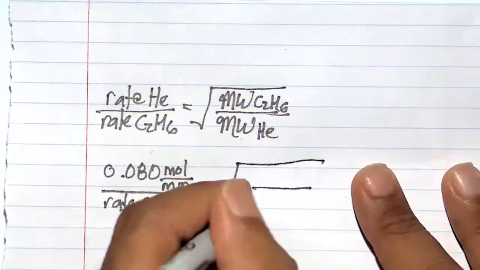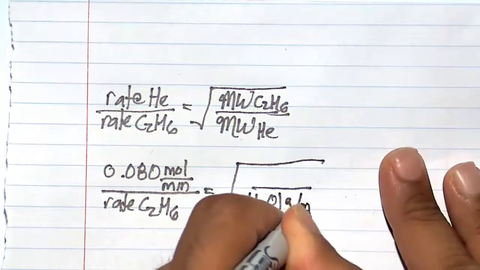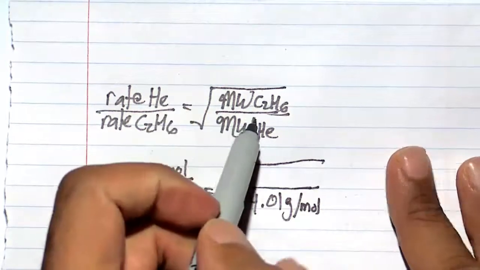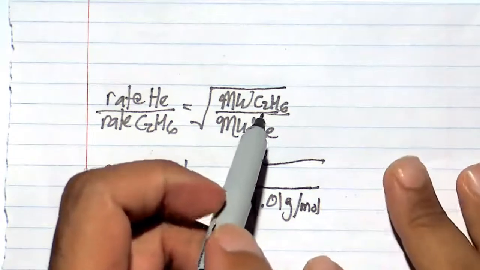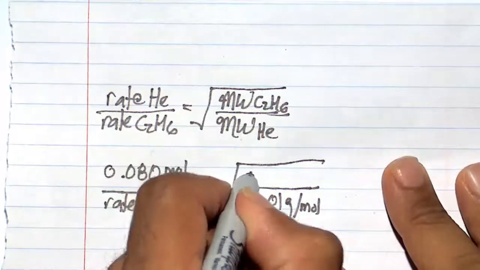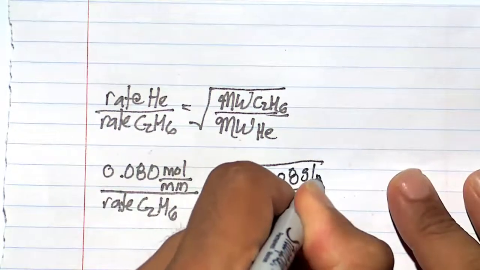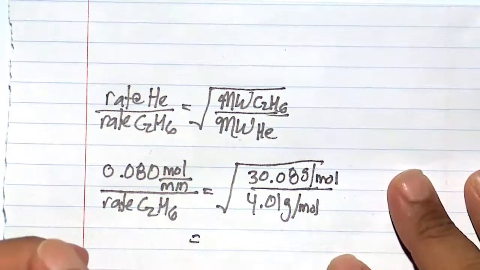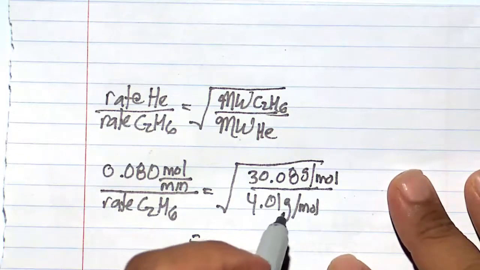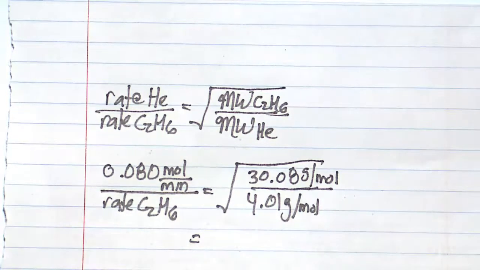The molecular weight of helium is about 4.01 grams per mole. And the molecular weight of C2H6 is going to be about 30.04 grams per mole. It's going to be 30.08 grams per mole. All right, let's solve for the rate of ethane. So let's compute this on our calculator really quickly here.